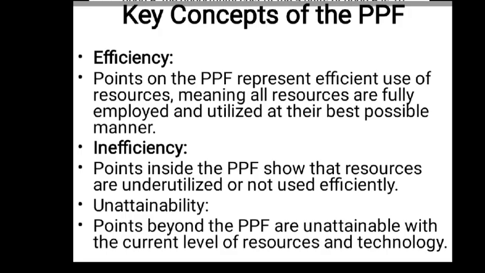Then another key concept is efficiency. Points on the production possibility frontier represent efficient use of resources, meaning all resources are fully employed and utilized in the best possible manner. Inefficiency means points inside the PPF show that resources are underutilized or not used efficiently. Unattainability: points beyond the PPF are unattainable with the current level of resources and technology.